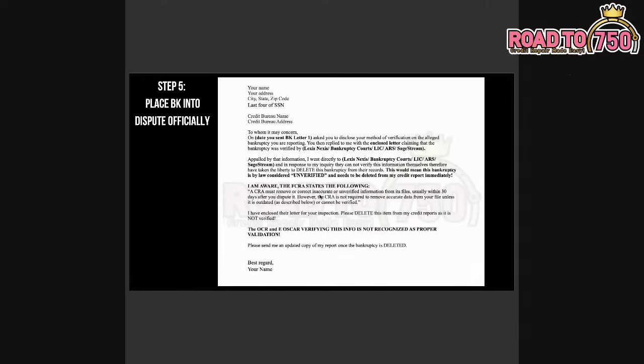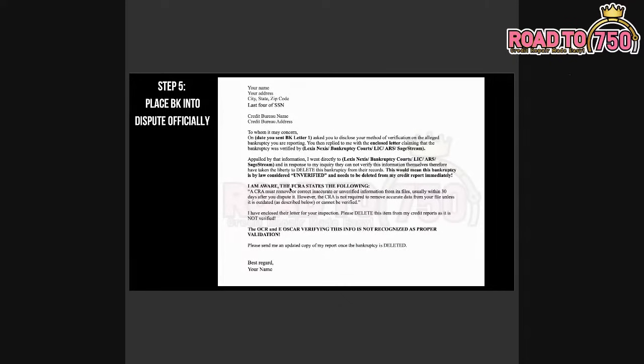Appalled by that information, I went directly to, and this parentheses should match the one prior. So if this answer is LexisNexis, this answer should be LexisNexis. If this answer is bankruptcy court, this answer should be bankruptcy court, right? So anyways, appalled by that information, I went directly to LexisNexis, and in response to my inquiry, they cannot verify this information themselves, therefore have taken the liberty to delete this bankruptcy from their records. This would mean this bankruptcy is by law considered unverified and needs to be deleted from my credit report immediately.